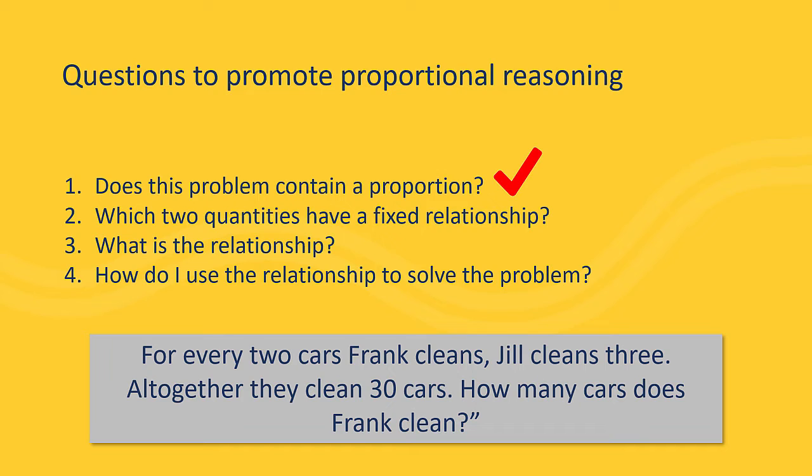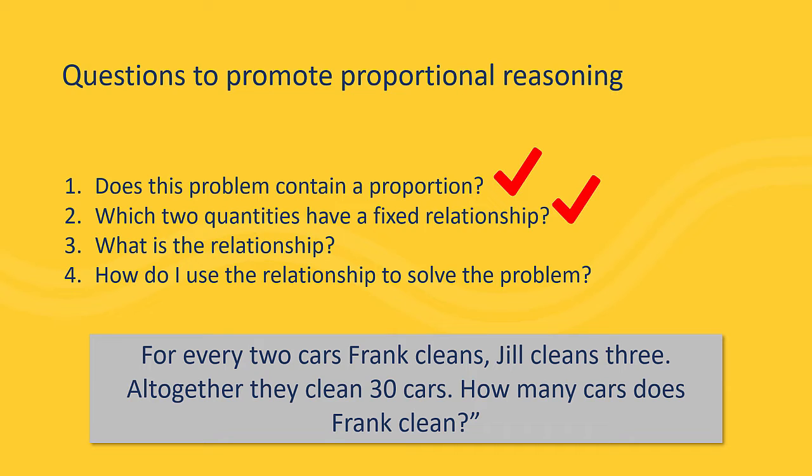Number 2, which 2 quantities have a fixed relationship? Well, let's see. For every 2 cars, Frank cleans 3. So the 2 quantities are 2 to 3. So the idea is, if learners are working through a problem like that, they have been successful. First of all, they've clearly identified that it is a proportional problem. And number 2, they've identified the 2 numbers. Success. You've got to celebrate success, right? So if you got that far, that's fantastic stuff. That's really good. Now let's move on to number 3.